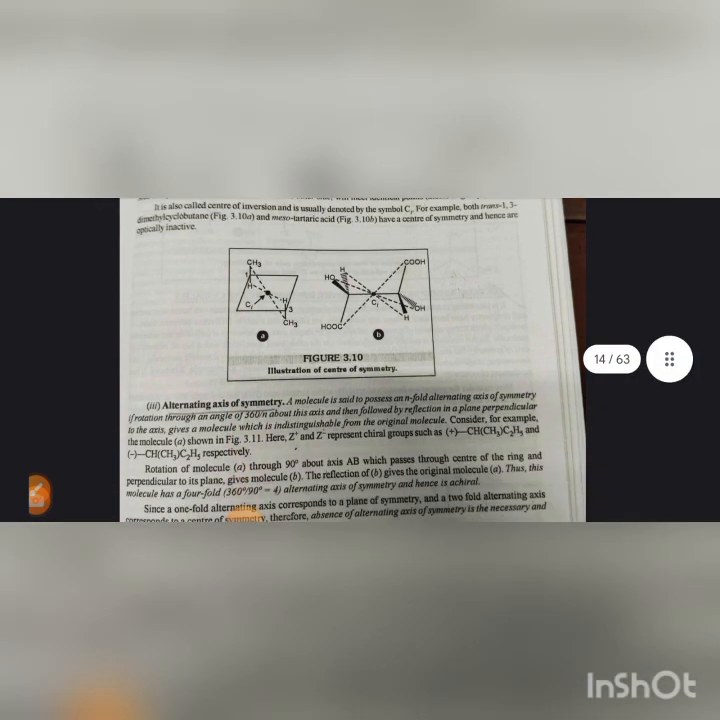Second is center of symmetry. A center of symmetry is defined as a point from which lines, when drawn on one side and produced an equal distance on the other side, meet identical points. It is also called the center of inversion and is usually denoted by Ci. For example, both trans-1,3-dimethylcyclobutane and meso-tartaric acid have a center of symmetry, hence are optically inactive.